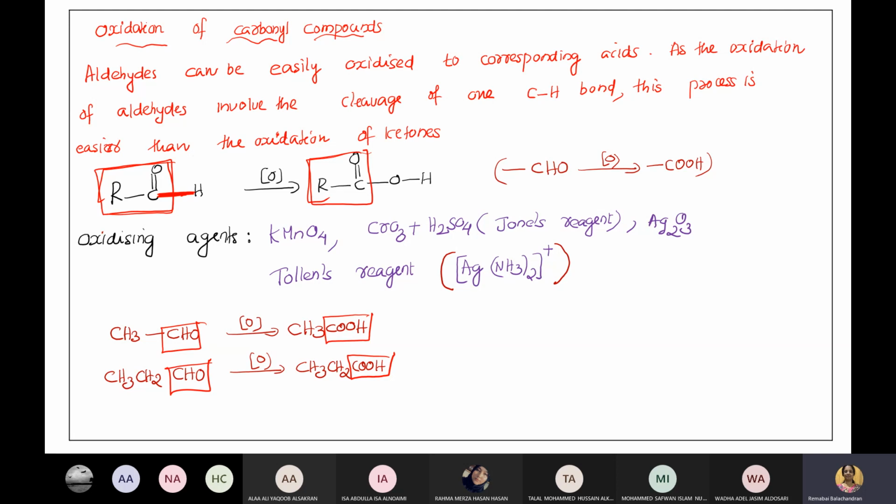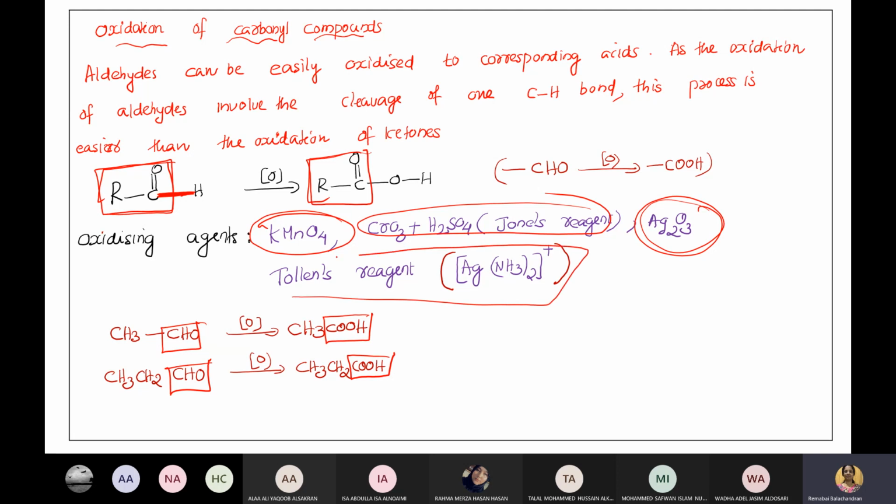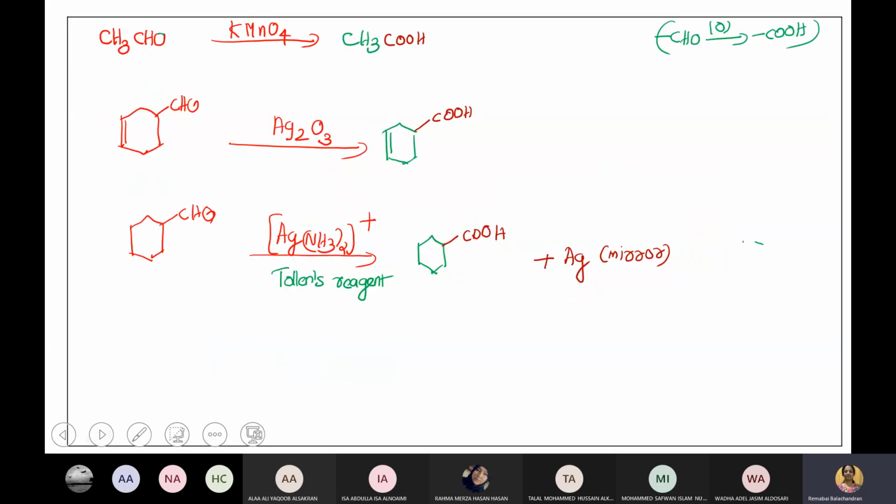of ketones. KMnO4 is a strong oxidizing agent. Jones reagent is a strong oxidizing agent. Silver oxide is weak. Tollens reagent is a very weak oxidizing agent, very weak. But even weak oxidizing agents can oxidize aldehydes to acids. Okay, but to oxidize ketone, we need a strong oxidizing agent. Look over here. KMnO4. Just a minute.